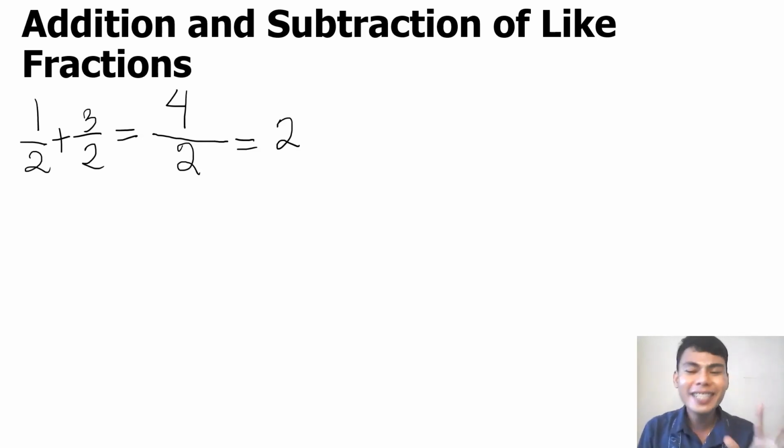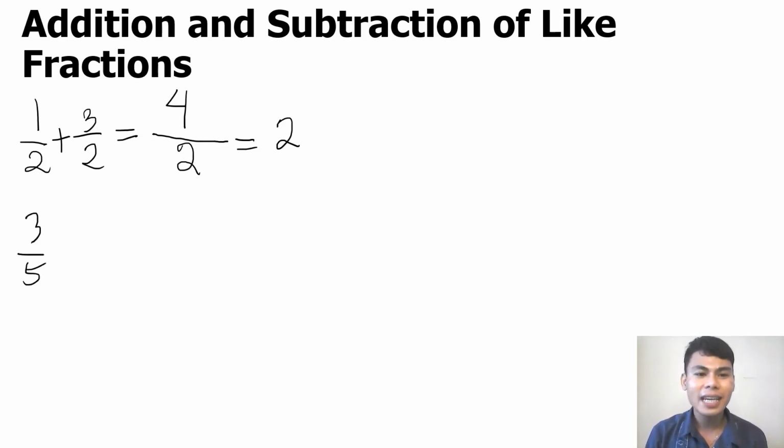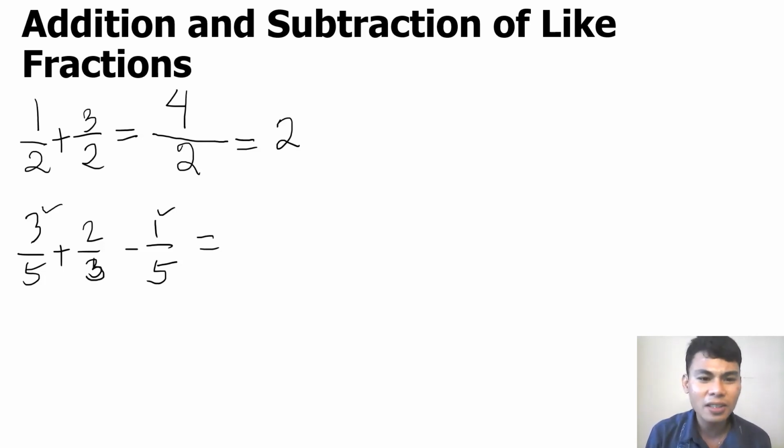Again, first, identify the type of fractions. Kung like fractions, so numerator lang po ang i-add natin or ang i-subtract natin. Kung subtraction, then copy the denominator if like fractions. Di ba? Again, example number 2. 3/5 plus 2/3 minus 1/5. Tingnan mo, like ba sila? Si 3/5 at si 1/5 like fractions, sir, pero hindi si 2/3. Oo nga no? Sige, i-like muna natin. So, gawin natin 2/5 muna para makasolve tayo.